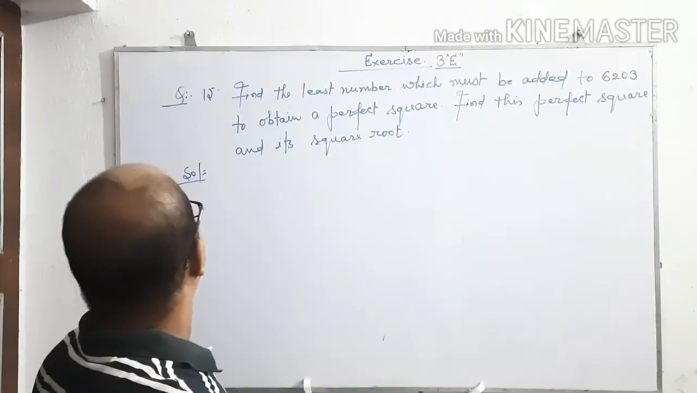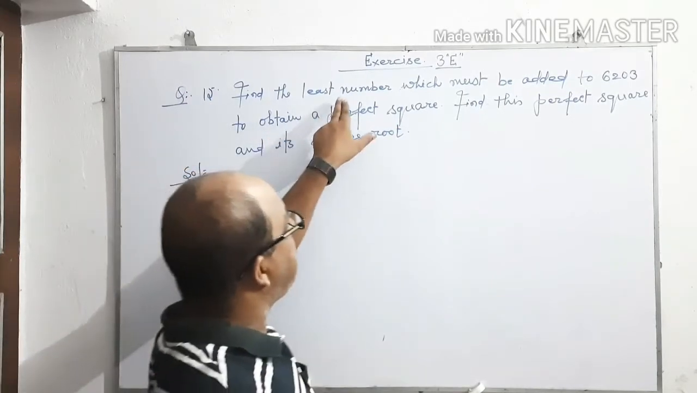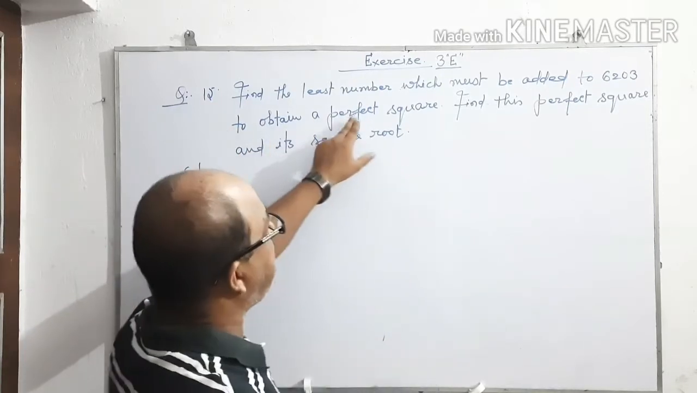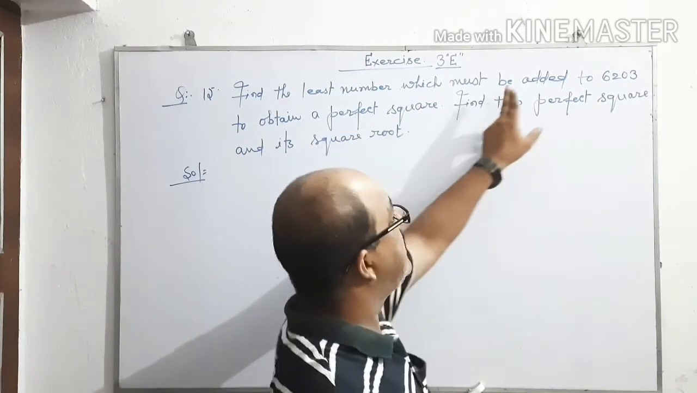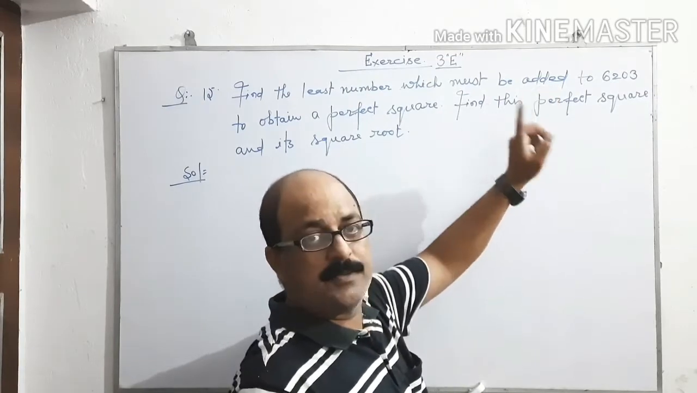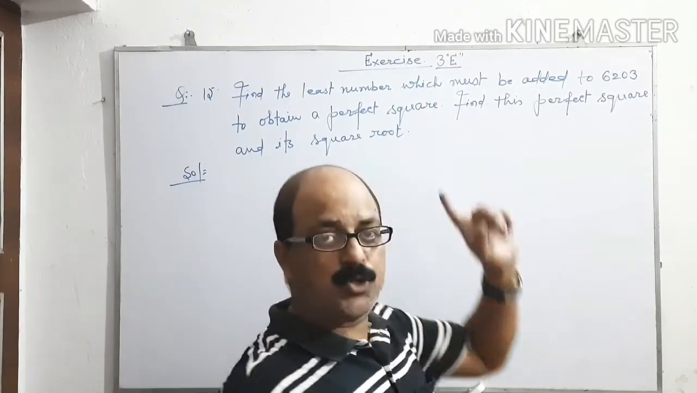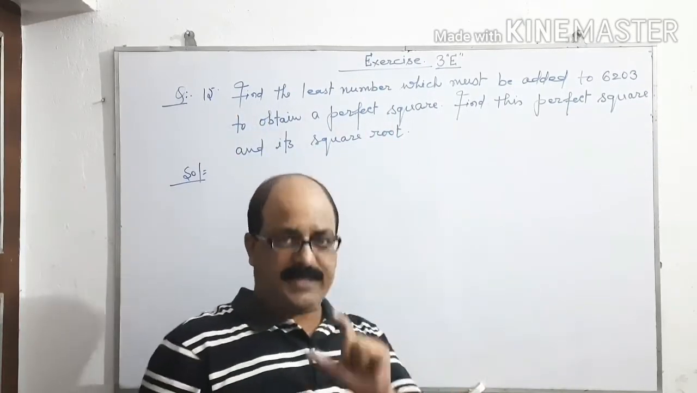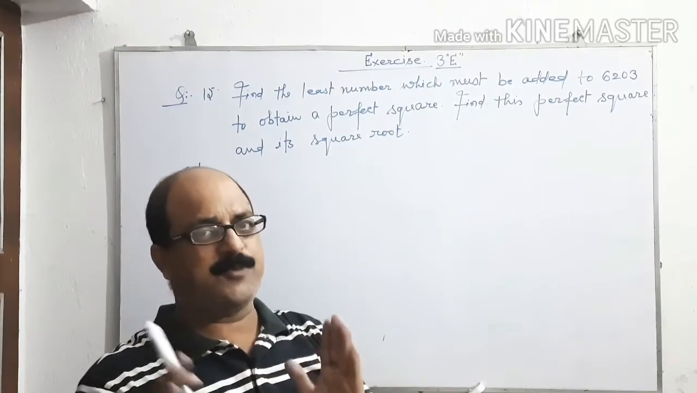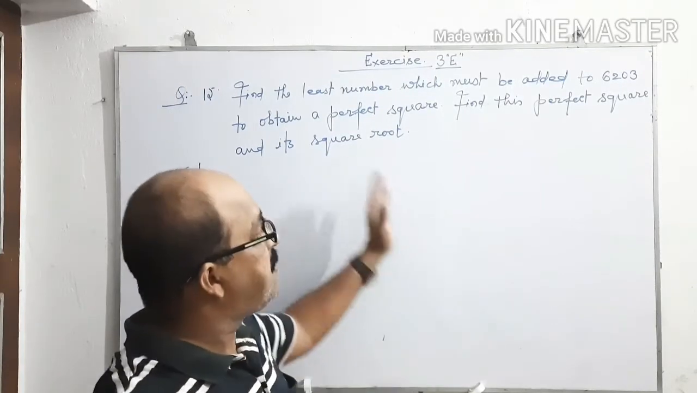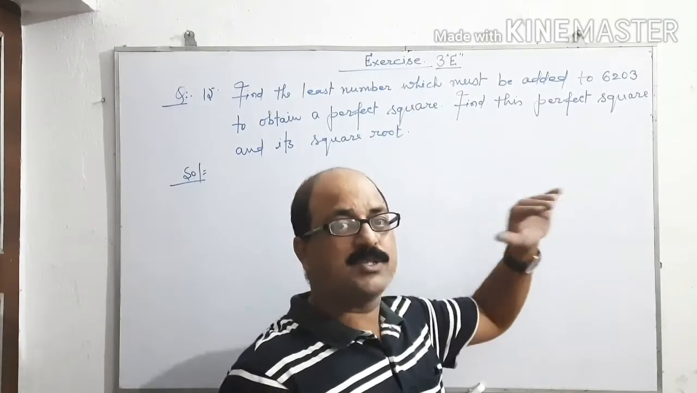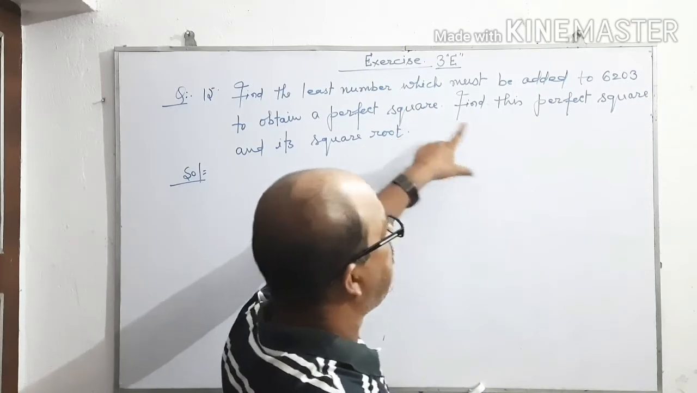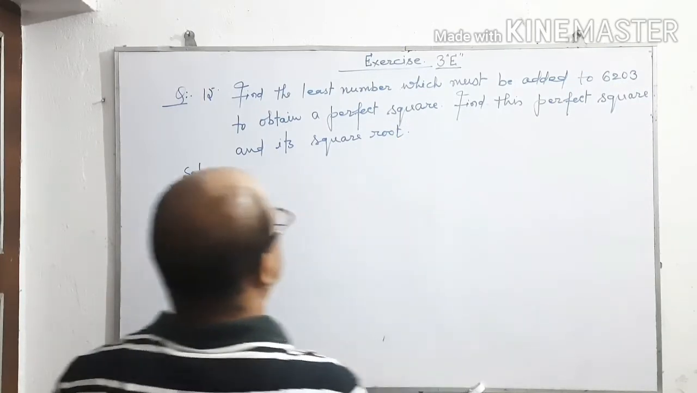Now the next one, question number 15. Find the least number which must be added to 6203 to obtain a perfect square. Here the difference is only that it is to be added. In the previous question 13, where we had to subtract, we could easily find the square. But here we have to add, which means one more to 6203 to obtain a perfect square. Find this perfect square and its square root.